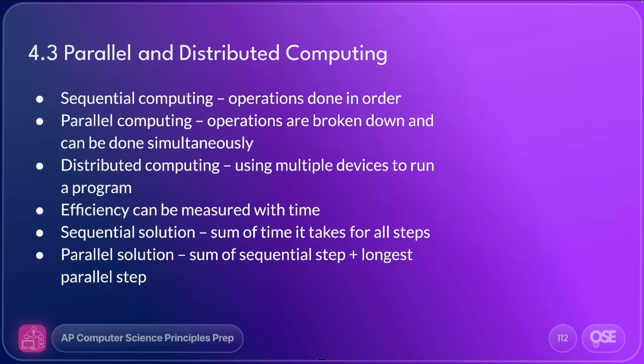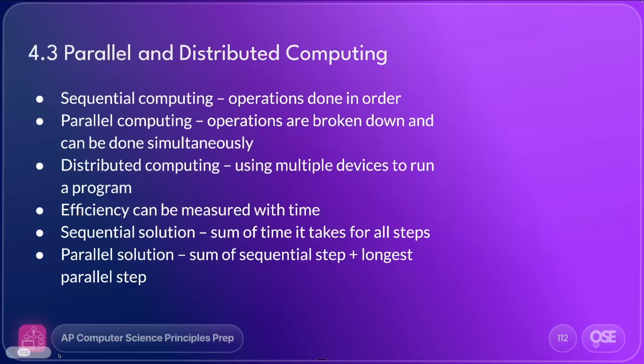Efficiency, also an important term, is what we learned previously. How fast and how memory effective is a certain solution. And it can be measured with time. For a sequential solution, efficiency will just be the sum of the time it takes for all the steps because they're running in order. The parallel solution is the sum of sequential steps plus the longest parallel step. So we take the sequential solution, this, plus the longest parallel step, because the other ones will be shorter and they will run in the same amount of time.